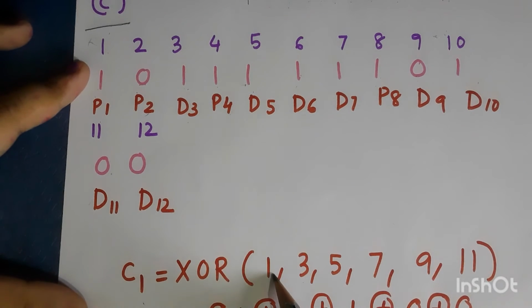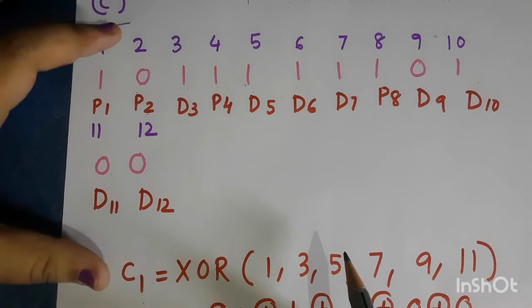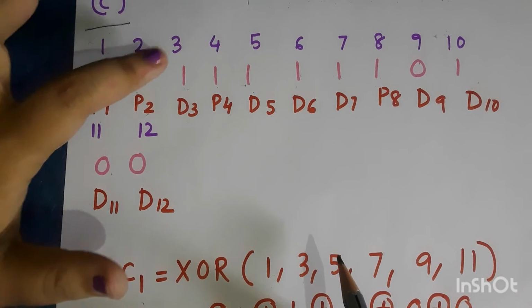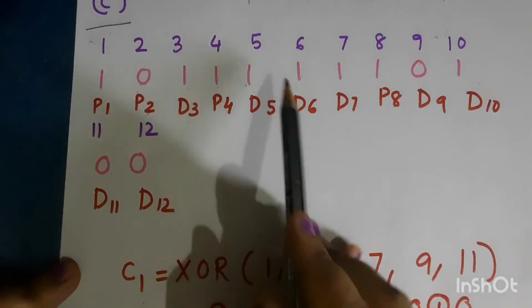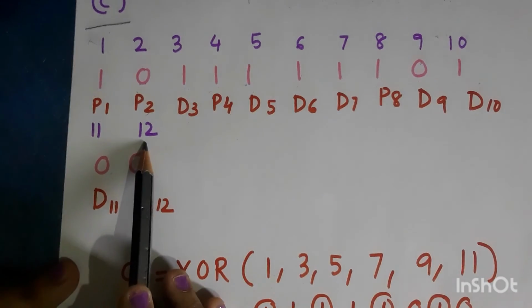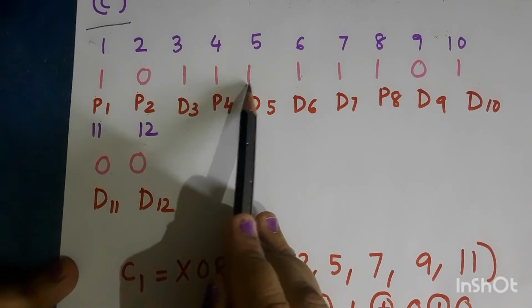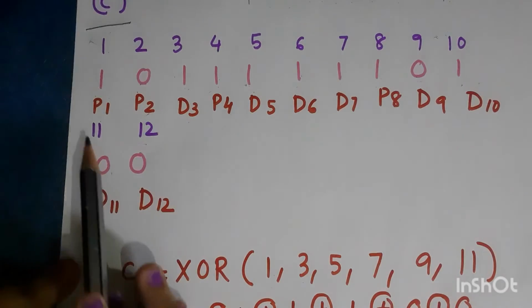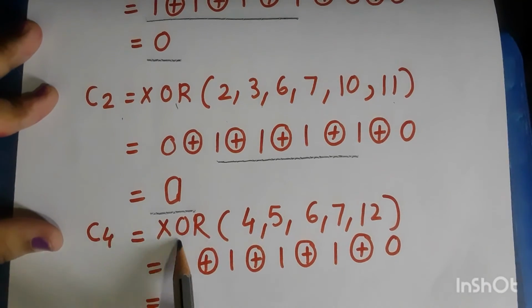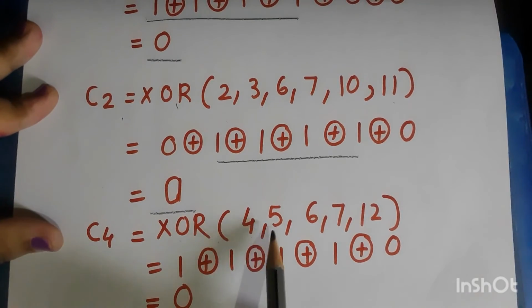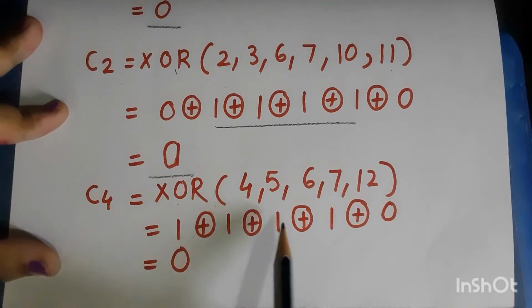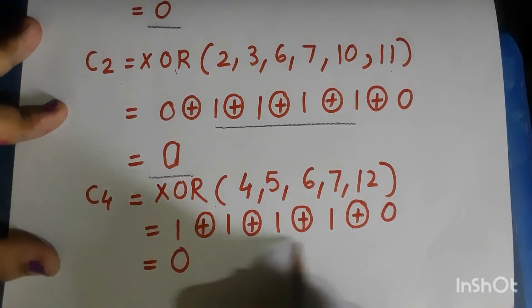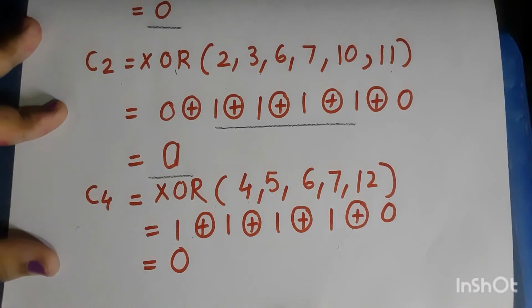Like for bit location 1, the value is 1. Bit location 2, value is 0. Bit location 3, value is 1. Bit location 4, value is 1. Like this, for every bit location, for 12 bit locations, we have the bits with us. Similarly, the XOR of the bits at locations 4, 5, 6, 7, 12: here 1, 1, 1, 1, 4 ones are there, an even number of ones. So C4 is coming as 0.